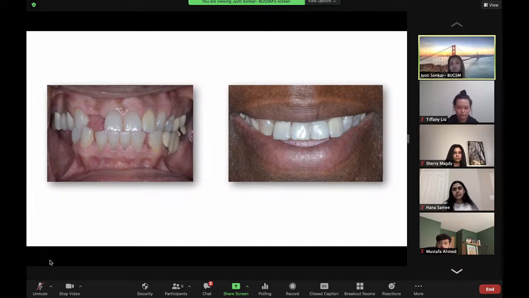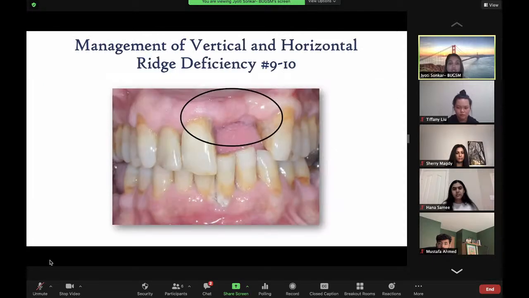And after 6 months, the plan was to expose the implant and put the crown on the top of it. And the patient just doesn't have to worry about anything anymore. Let's take a look at another case, which is a class 3.